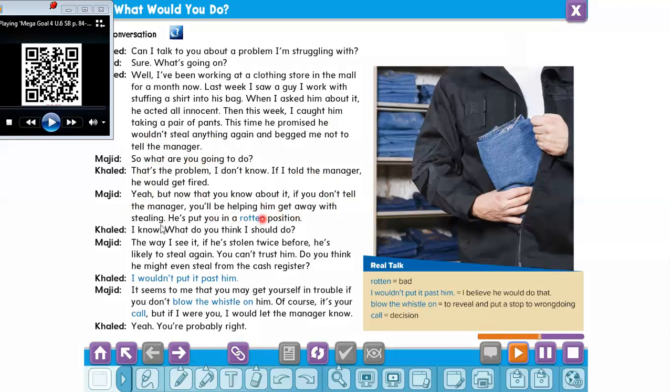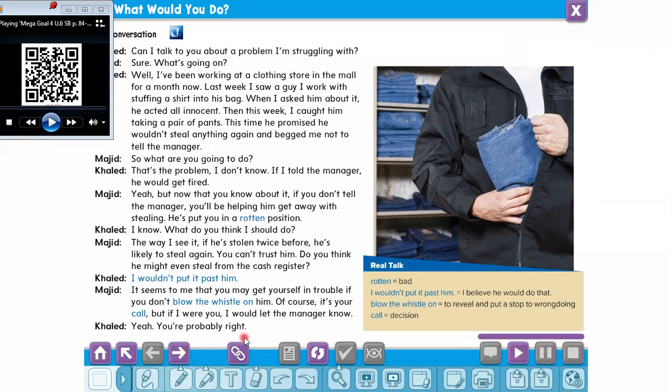Yeah, but now that you know about it, if you don't tell the manager, you'll be helping him get away with stealing. He's put you in a rotten position. I know. What do you think I should do? The way I see it, if he's stolen twice before, he's likely to steal again. You can't trust him. Do you think he might even steal from the cash register? I wouldn't put it past him. It seems to me that you may get yourself in trouble if you don't blow the whistle on him. Of course, it's your call, but if I were you, I would let the manager know. Yeah, you're probably right.